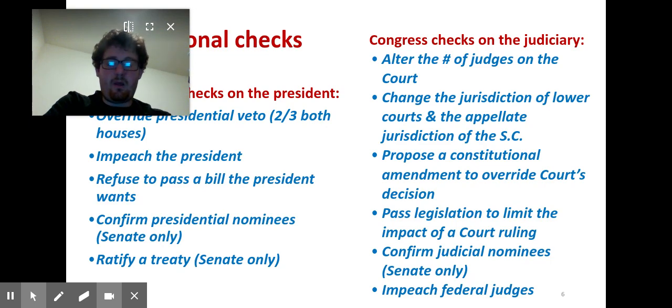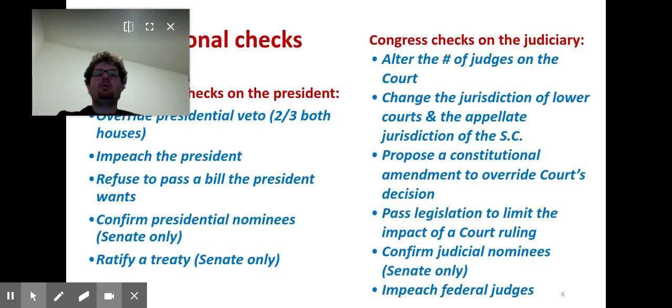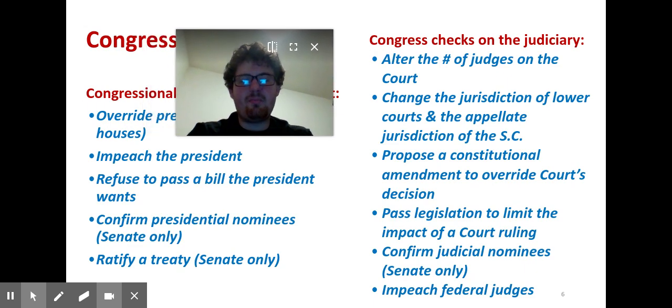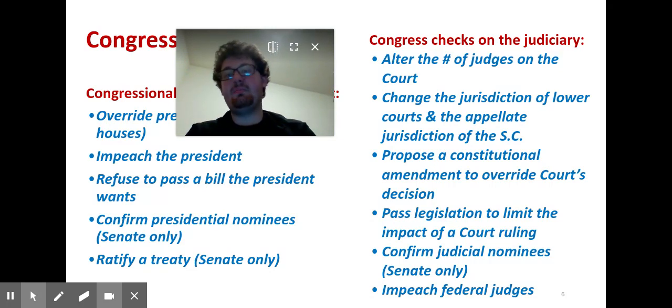All right. Congress also has a lot of checks. A lot of checks on the Supreme Court. The most powerful one that hasn't been used in quite a while is the ability to alter the number of judges on the court. Essentially, we have 9 justices now, but say Congress isn't happy with how the court's ruling, it can simply add more judges and then fill those spots with judges that are more sympathetic or in line with their points of view.